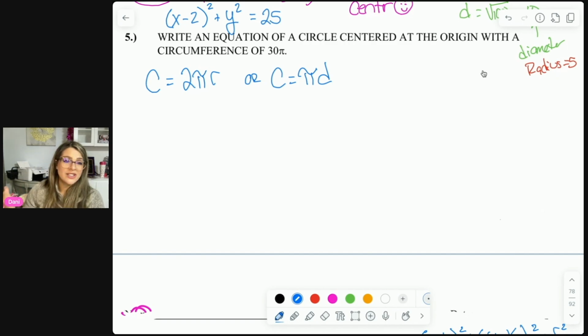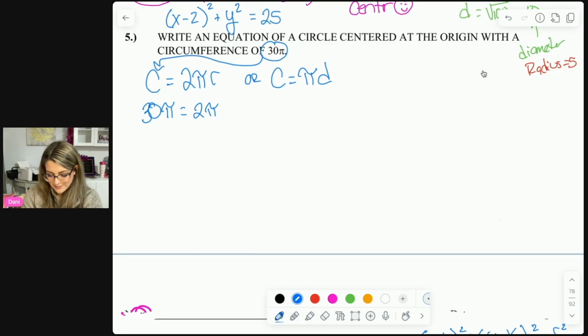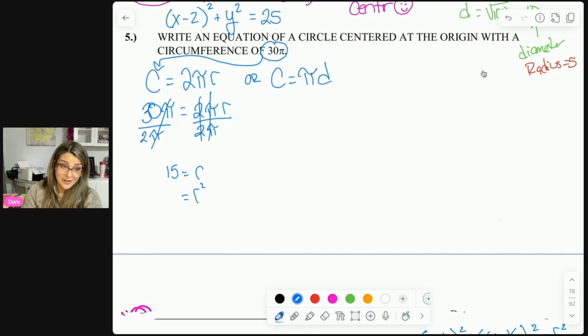Since our equation needs a radius, I am going to work with C equals 2 pi r, but you could use either. You'll get to the same answer in the end for the length of your radius. So I'm going to substitute that in. We have 30 pi equals 2 pi r. We have to get our radius alone, so we're going to divide each side by 2 pi. The pi's cancel off. 30 over 2 is 15, which means my radius squared, because we know we're going to need it at some point, is 15 squared, which is 225.